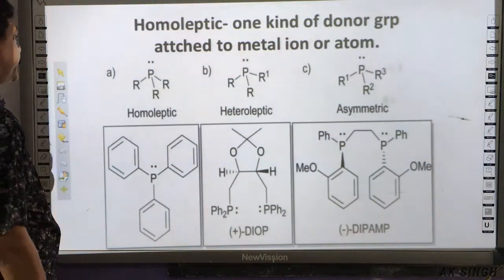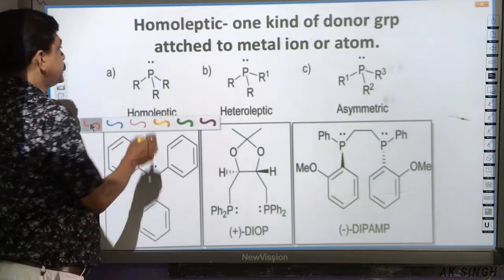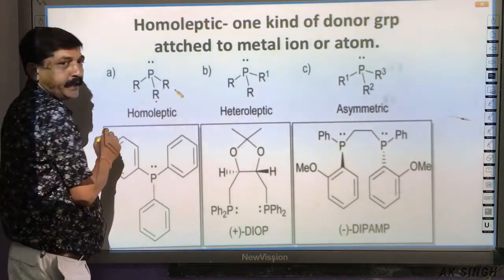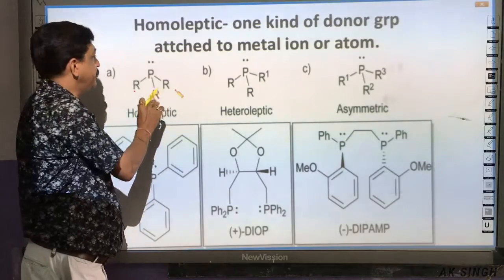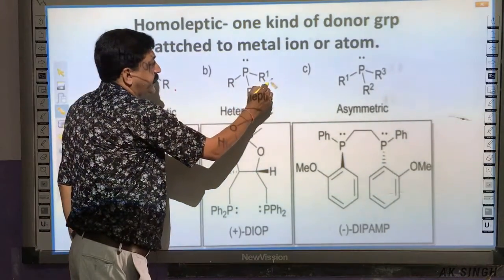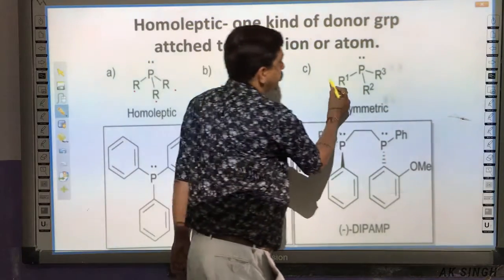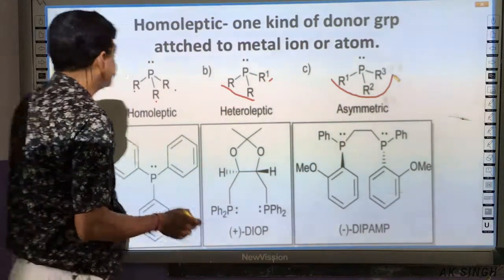Homoleptic and heteroleptic. Homoleptic, just see, central metal atom and 1, 2, 3 ligands, all are the same. All are the same, that is homoleptic. Now this is different from these. Heteroleptic. Just see this, all are different, asymmetric.